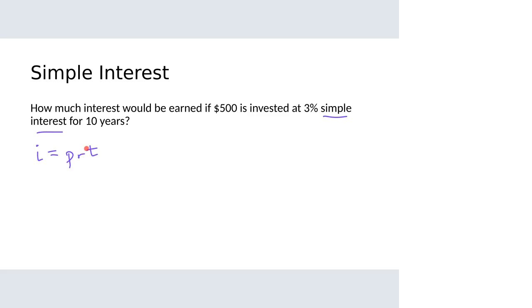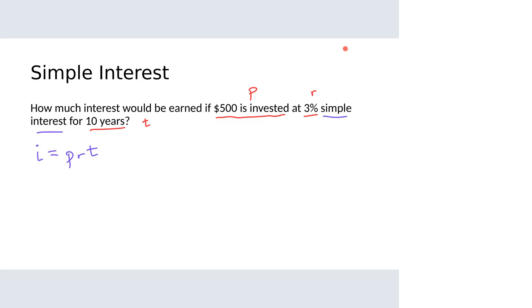we're going to use the formula I equals PRT. We'll read that question again. How much interest would be earned? So I, that's the thing we're looking for. We're trying to figure out what I is. $500 is invested, so that's going to be our principal. 3%, that's going to be our rate. And 10 years, so that's going to be our time. So very straightforward here. The problem tells us you're looking for interest, you know the principal, you know the rate, you know the time. We're just going to plug them in.